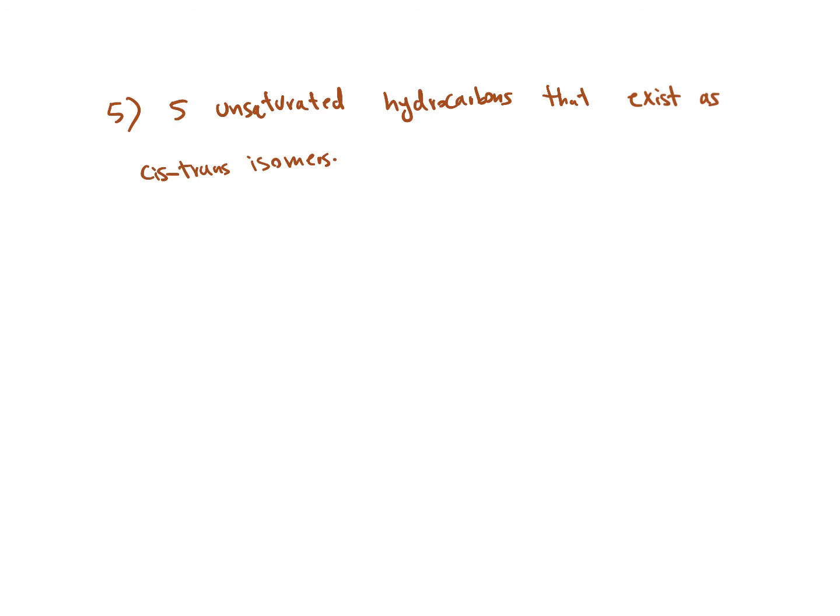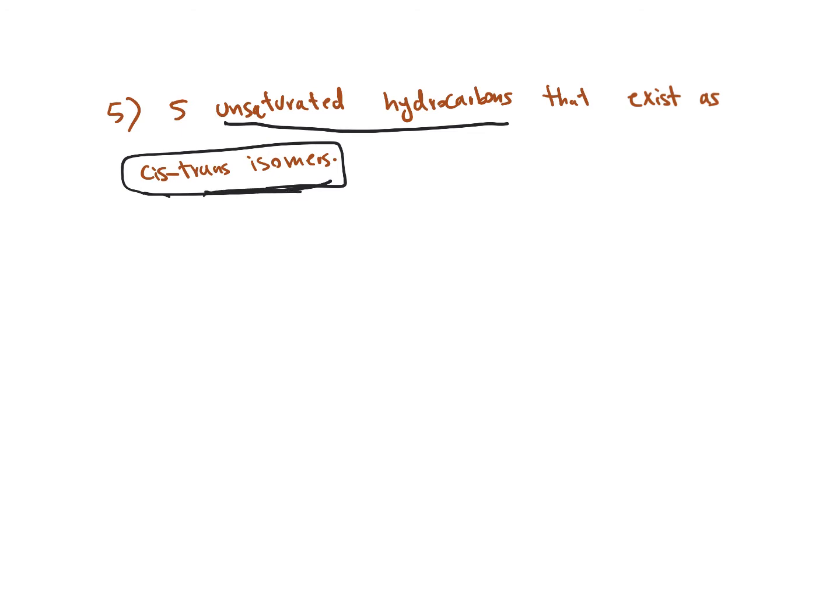Remember, when we talk about cis-trans isomers, and in general, when we talk about unsaturated hydrocarbons, we mean hydrocarbons that have multiple bonds, whether double bonds or triple bonds. And in this class, we talked about cis and trans isomers in two instances. One of them was when we talked about cycloalkanes, the other one was when we talked about alkenes.